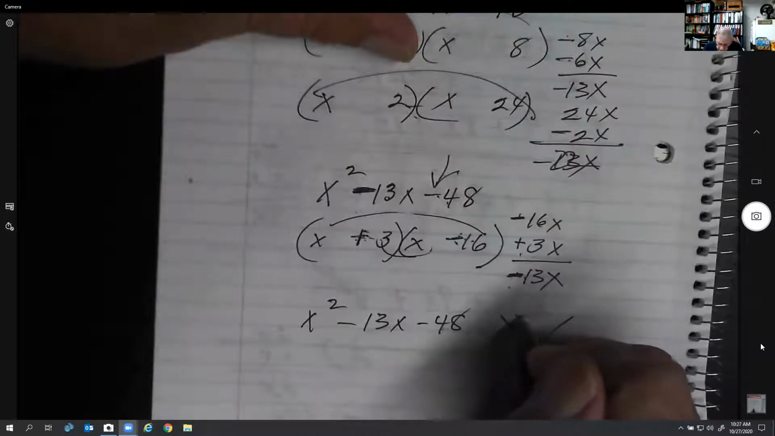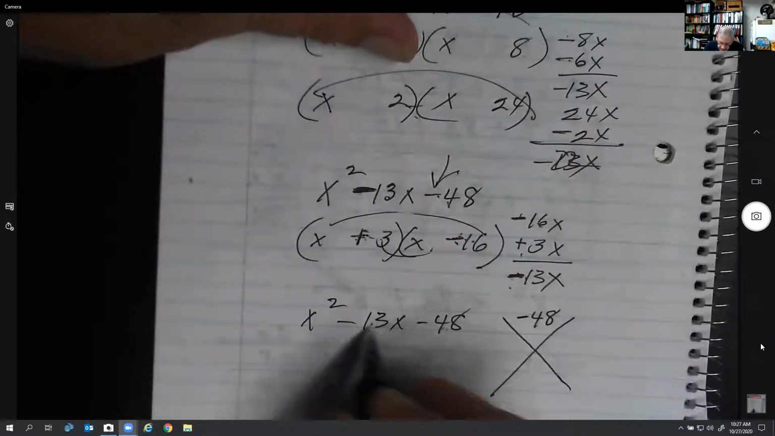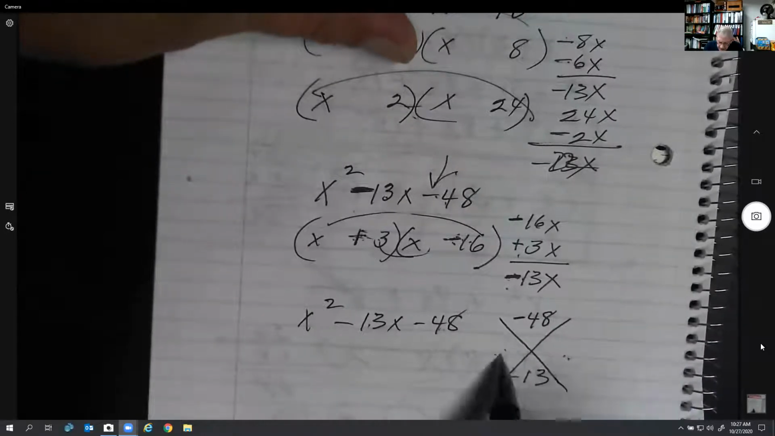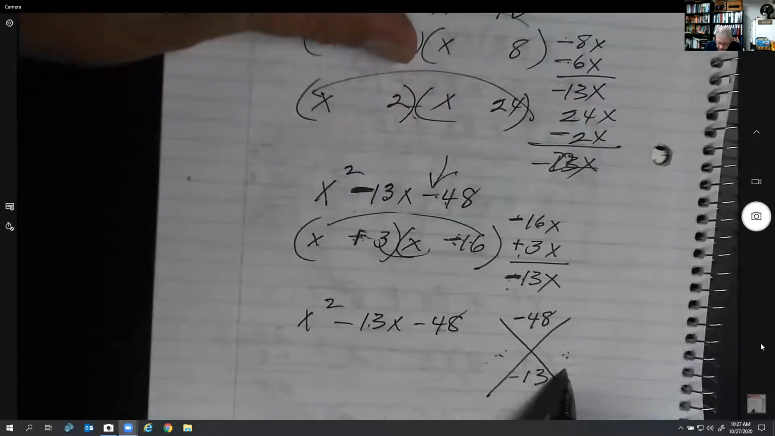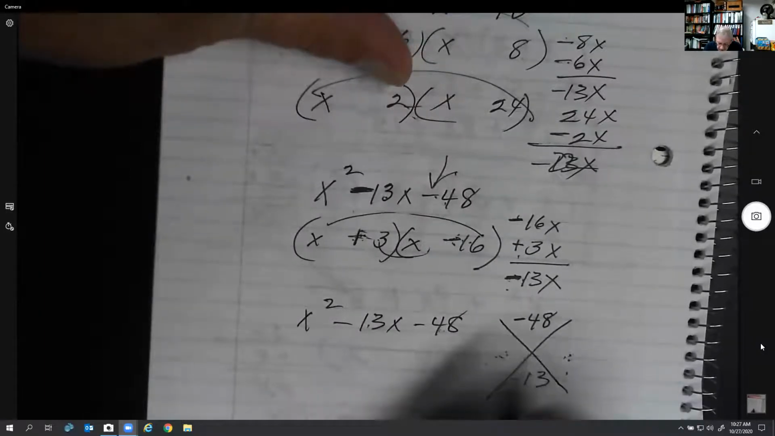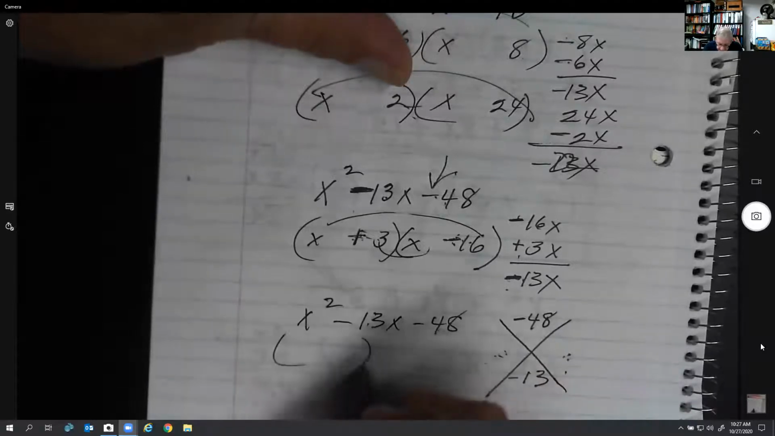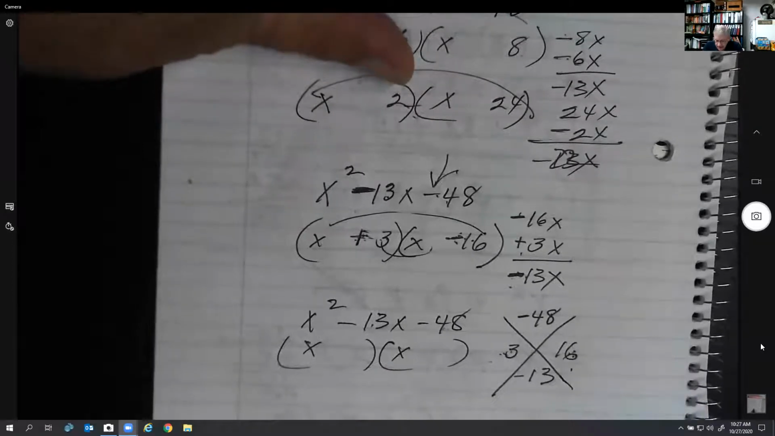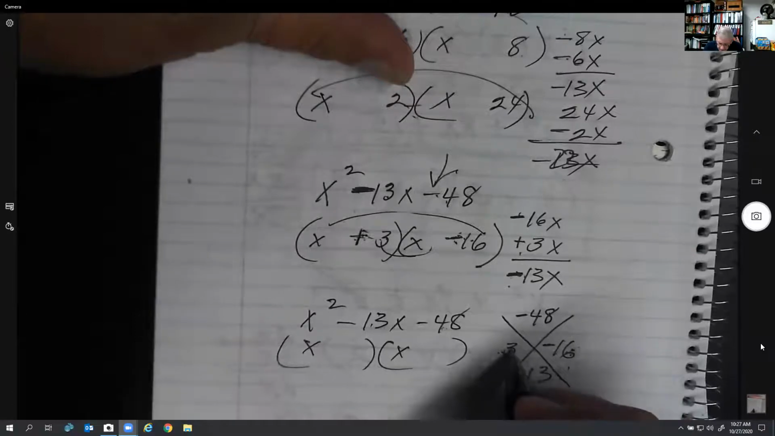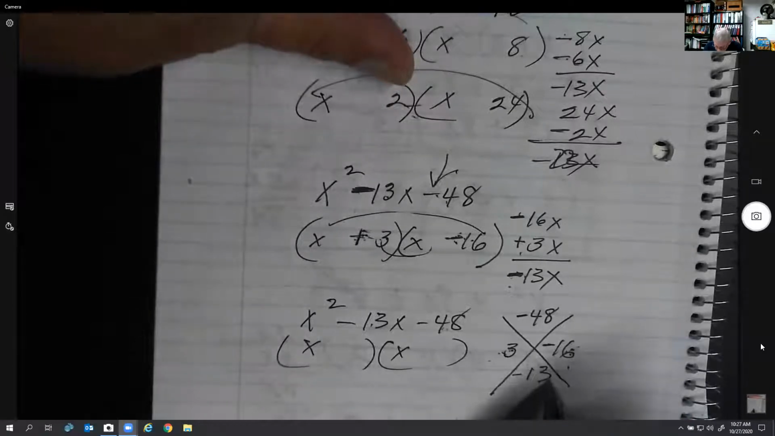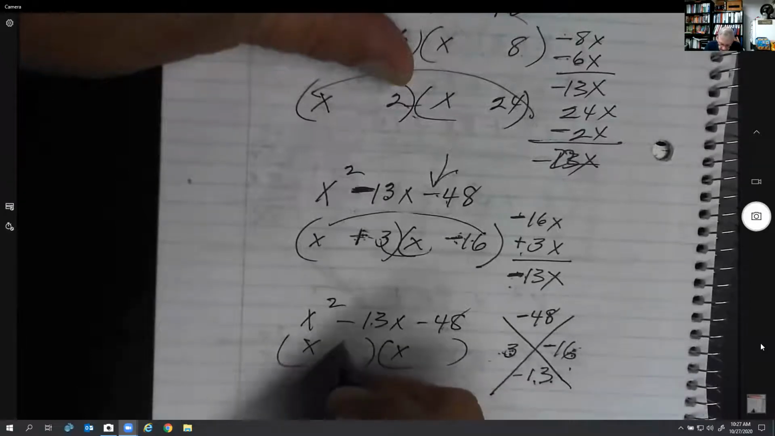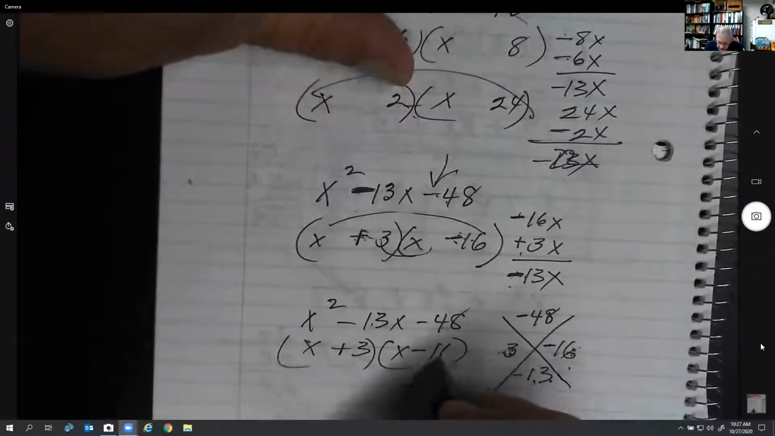But I saw this little method and it's pretty cool. I put the negative 48 up here and I put the negative 13 down here. And these two numbers have to equal the middle term either by adding or subtracting, and they have to multiply to give me the last term. So we figured out that they would be X and X, 3 and 16. And now I can see that a negative 16 plus 3 is a negative 13. And a negative 16 times 3 is a negative 48. So I can see the whole thing right there. So this has to be a positive 3 and a negative 16.